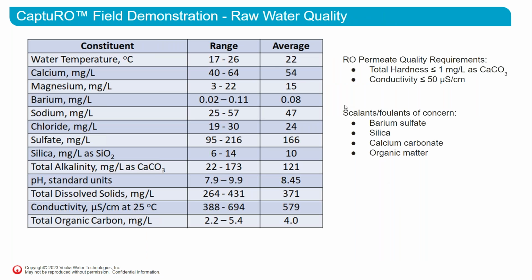This just shows the water quality, the range, and the average on silica. We had to meet permeate quality requirements of total hardness less than 1 and conductivity of less than 50, which we were able to demonstrate. The scalants and foulants that are of concern to us were barium sulfate, silica, calcium carbonate, and the organics. As I said, there was like 2.2 to 5 ppm of organics in the raw water.